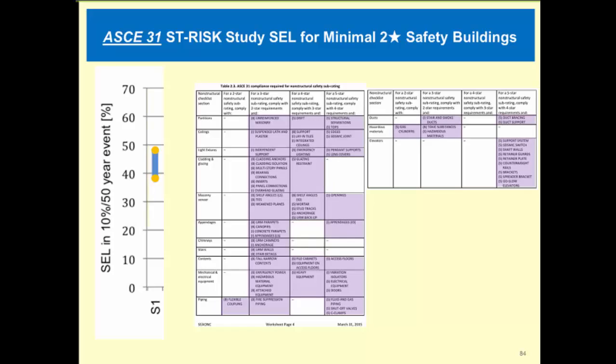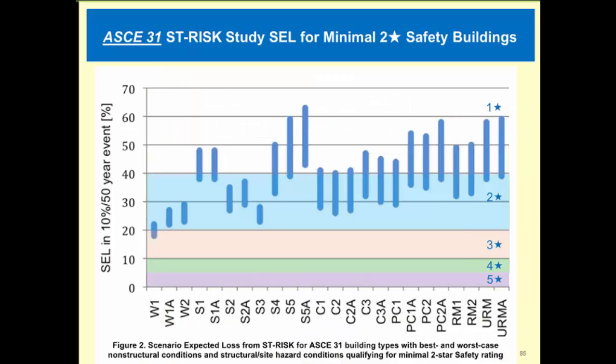And we said, okay, now what if we had a 5-star non-structural safety subrating? How much better of an SEL do we get for the steel building? So you see, for a minimal 2-star building, we went from, let's say, 48 to, let's say, 38%. This slide gives you the different bands for a 2-star safety building, using ST risk and using ASC 31, which was never really developed to generate repair costs. It's going to be very conservative.